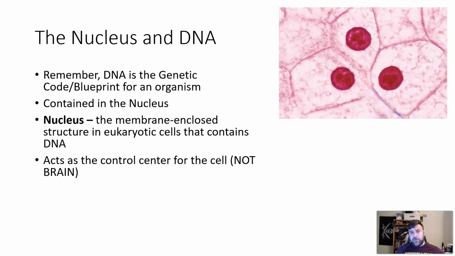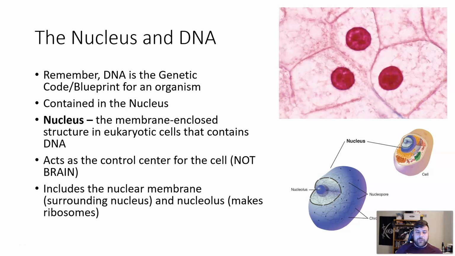Kind of the associated job with this is that it acts as the control center for the cell. And let me stress, I don't mean it's a brain. Cells don't think the way that you and I do. They don't make decisions, they don't interpret information. Instead, the control comes from the way that the nucleus makes proteins. It contributes to making proteins. It kind of regulates and decides how to do that. And that's how it controls what goes on in the cell.